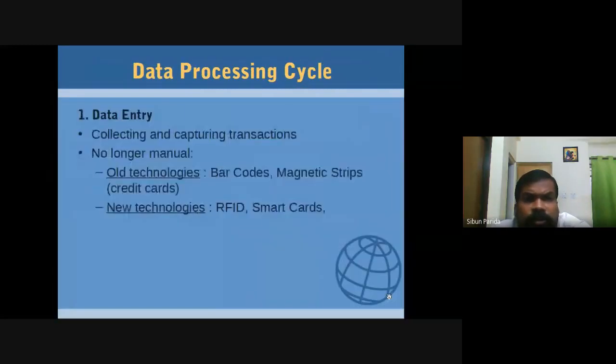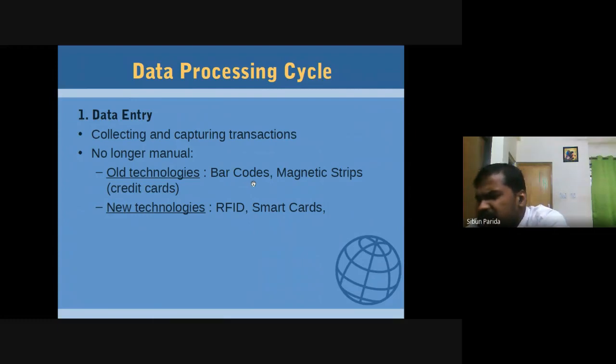Okay. So now the data processing cycle. The data processing cycle starts from data entry. Okay, what is data entry? Collecting and capturing transactions. No longer manual, old technologies. What are those? That will be barcode, magnetic strip, credit card. These all are your old technology. What is the new technology? RFID. Radio frequency, what is that form? Radio frequency identification, RFID. Small cards.